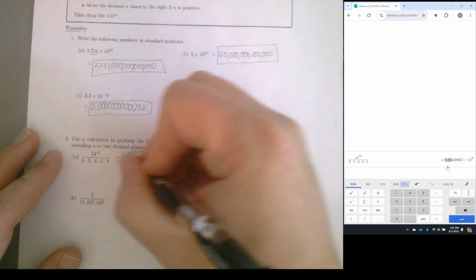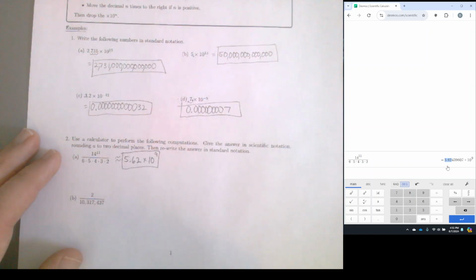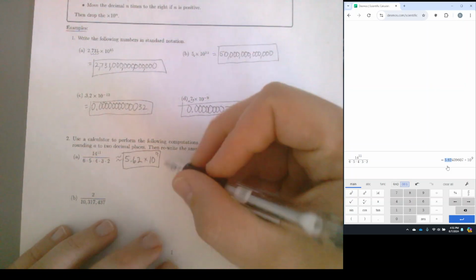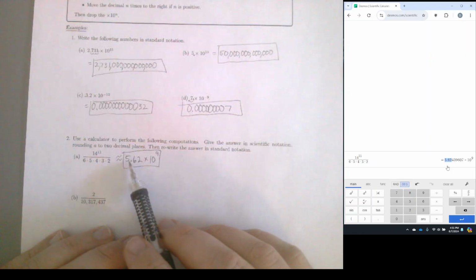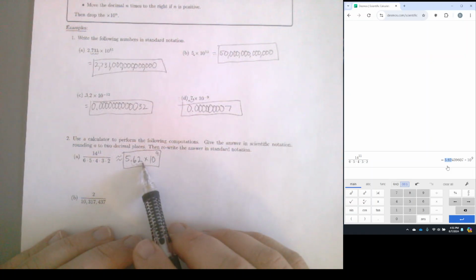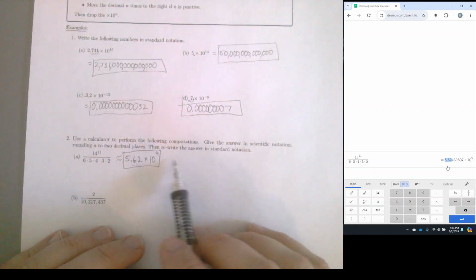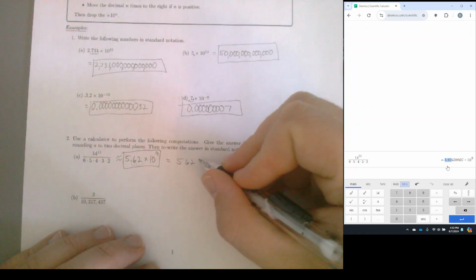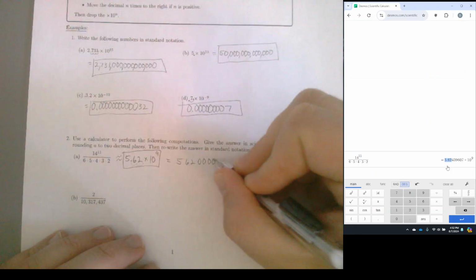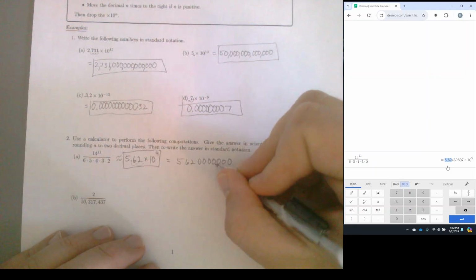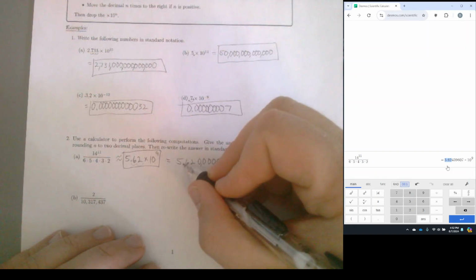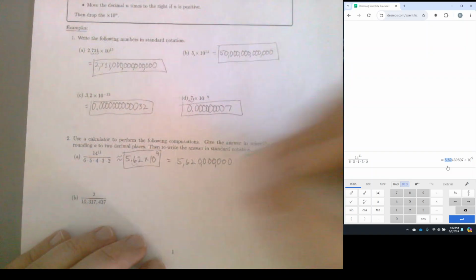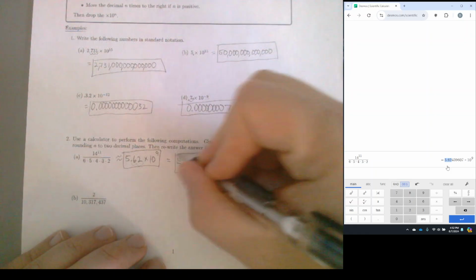Now, we're also asked to rewrite that answer in standard notation. So in standard notation, I would take this decimal point and I would move it 9 times to the left. So there's 2 times, and then I need to move it 7 more times. So I'm going to get 7 zeros. All right, so I'll have 5, 6, 2, and then 7 zeros. Okay, so there's my answer in standard notation.